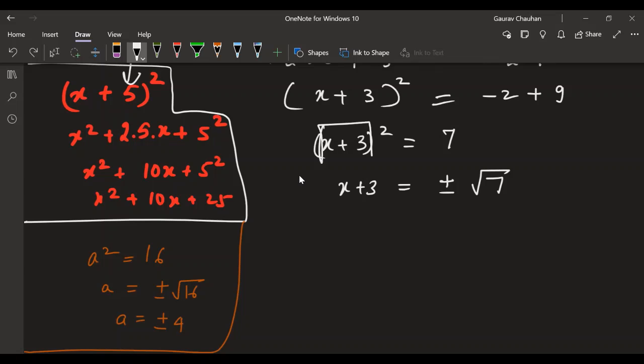Think of this as A. A square is equal to 7. Suppose A square is equal to 7. Then A is equal to plus or minus root 7, no? In place of A, what do I have? X plus 3. Are you clear? Any questions? Yeah.